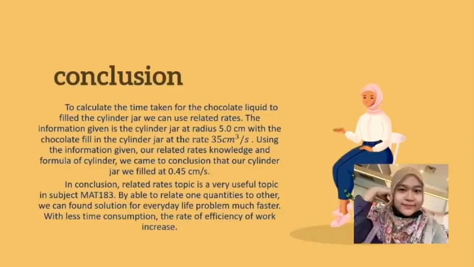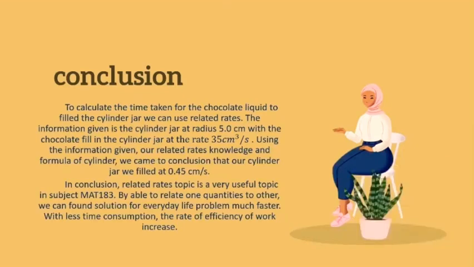Conclusion. To calculate the time taken for the chocolate liquid to fill the cylinder jar, we can use related rates. The information given is the cylinder jar with radius 5 cm, with the chocolate filled in the cylinder at the rate of 35 cm³ per second. Using the information given, our related rates knowledge, and the formula of the cylinder, we came to the conclusion that our cylinder jar will fill at 0.45 cm per second.